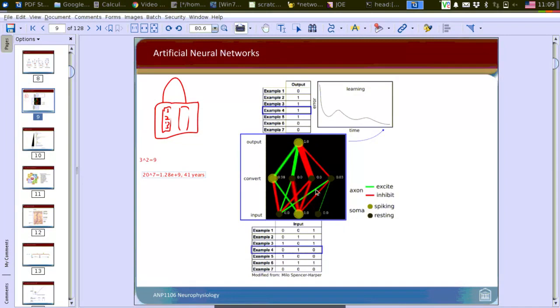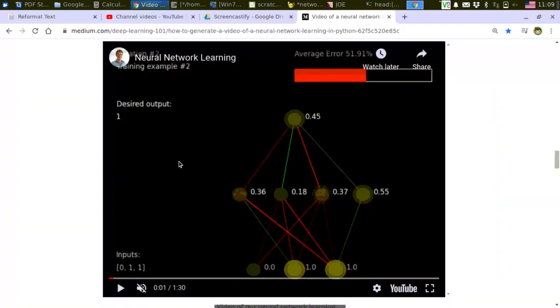I'll now show you an example of a network that is learning. So what you see here is the same network. At the bottom left here, you see the input that is applied. So 0, 1, 1, you could see that it's off, on. And what is desired is 1, but we made random connections. So this is wrong. This is 0.45.